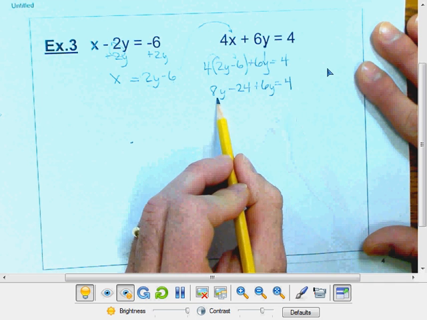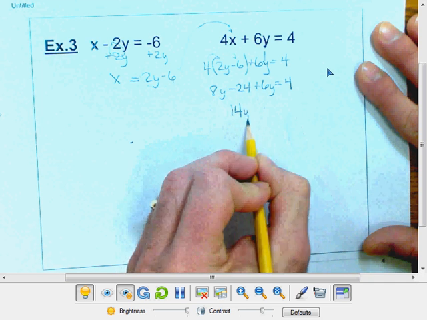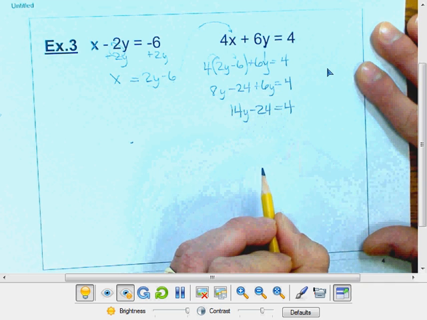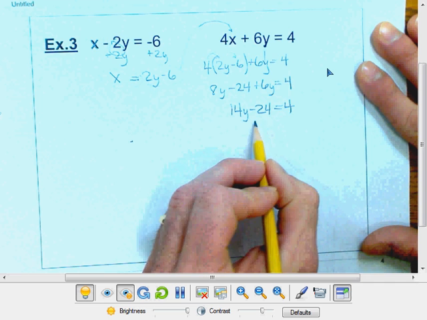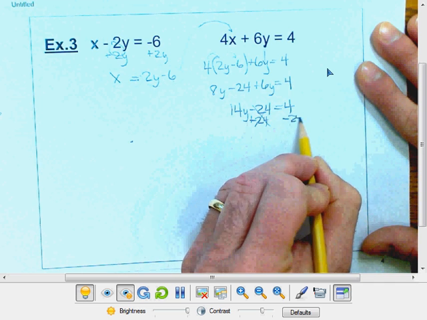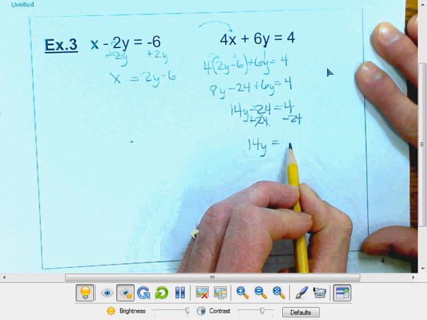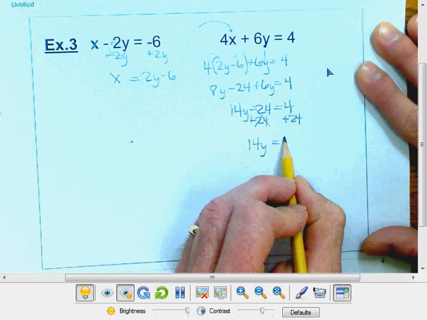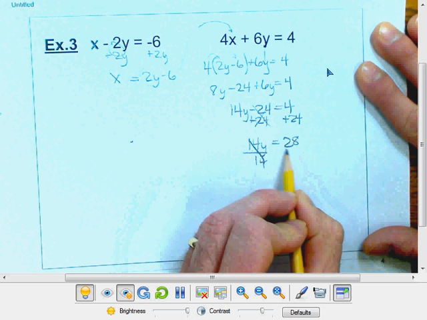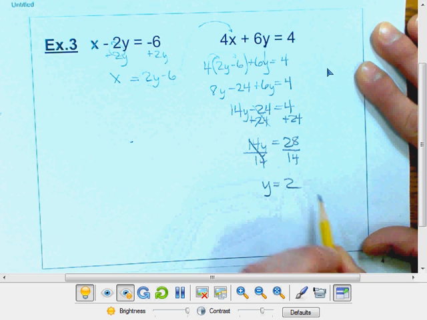And collecting like terms, I have an 8y and a positive 6y. That's going to give me 14y minus 24 equals 4. And if I add on 24 to this side, I can get rid of it on that side. I add on 24 there, I'll get 14y equals, I should have added it there, that equals 28. Divide by 14, divide by 14, y equals 2.